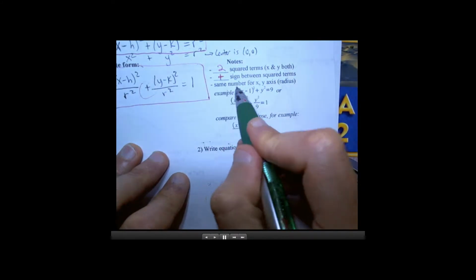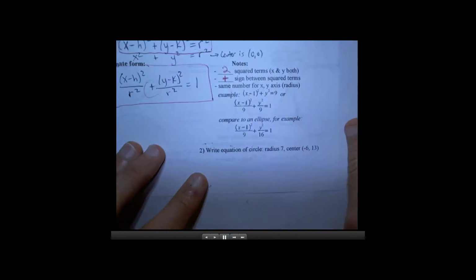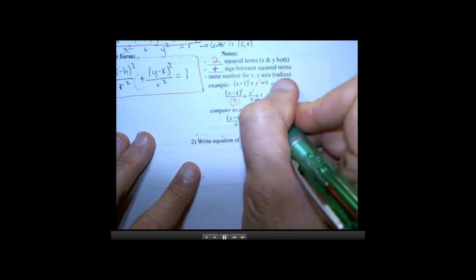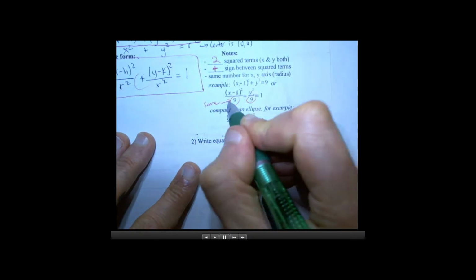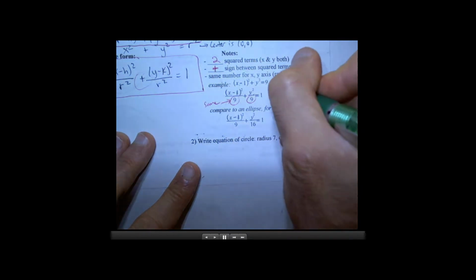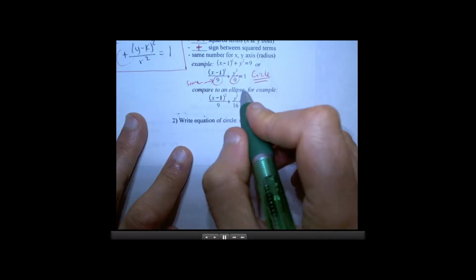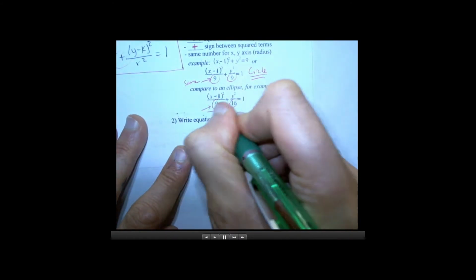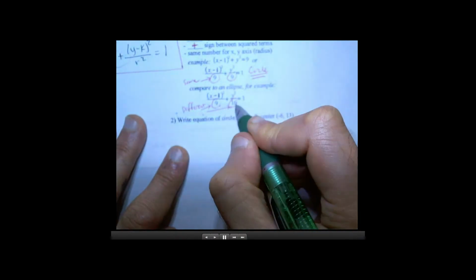Now, it also has the same number for the x and y terms. If that doesn't make sense yet, that's okay. It'll make more sense when we do ellipses. But basically, if you see the same number here, like this is a 9 and this is a 9, it's the same number, then you know this is a circle. On the other hand, if you see something like 9 and 16, these are different. That tells you this is stretched one way more than the other.